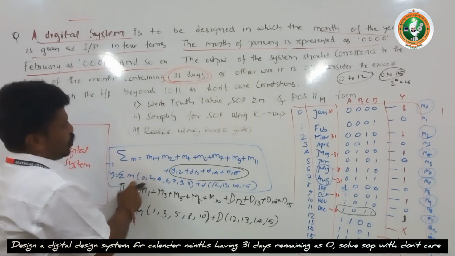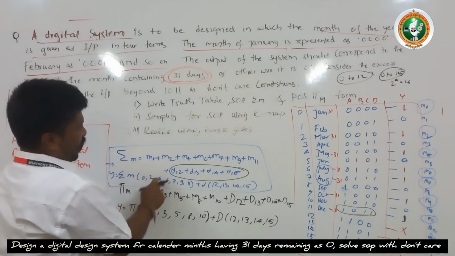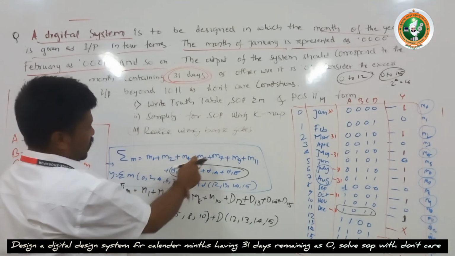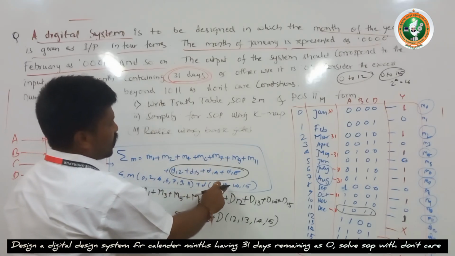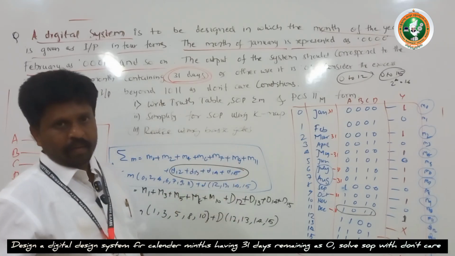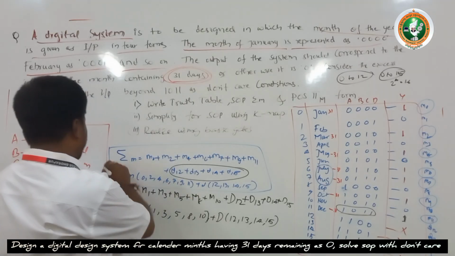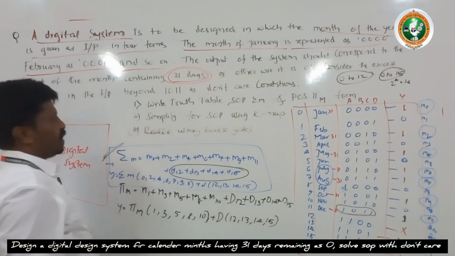Complete: Y equals summation of m 0, 2, 4, sorry 6, 7, 9, 11, plus the don't cares D 12, 13, 14, 15. Got it? Similarly, I have written the SOP form.